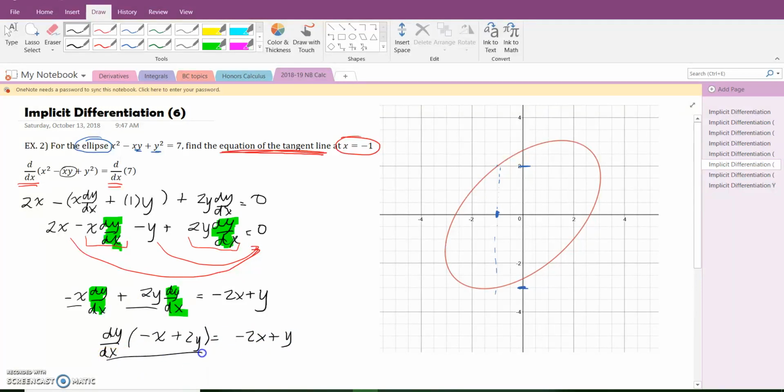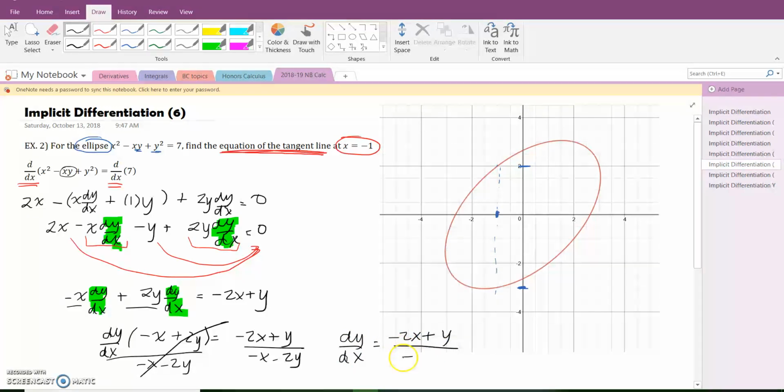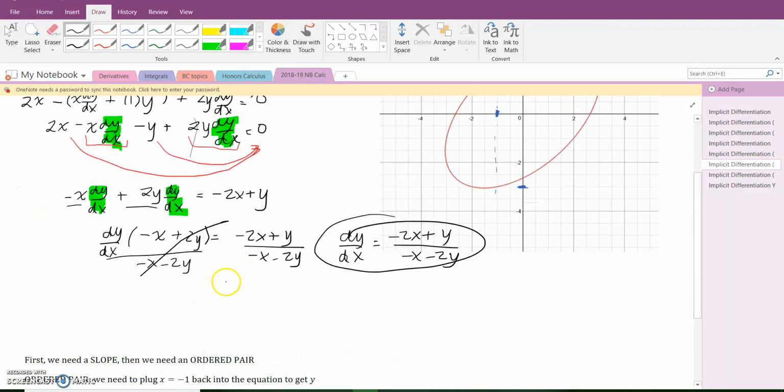And then to get dy/dx alone, let's just divide by what we don't want. Negative x, minus 2y. So negative x minus 2y. That cancels, so here's my final derivative. dy/dx equals negative 2x plus y over negative x minus 2y. Just noticed I forgot to make that minus a plus here. So just fix those three little negatives and make them plus.